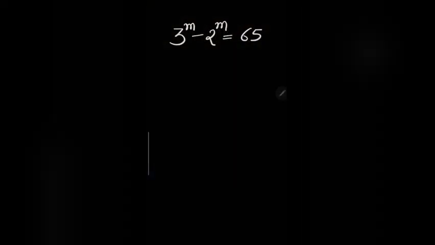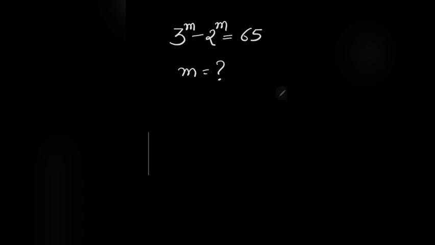As a question is given, 3 raised to m minus 2 raised to m is equal to 65. We have to find the value of m. What is the value for m? Okay, so I'm going to teach you this step by step.